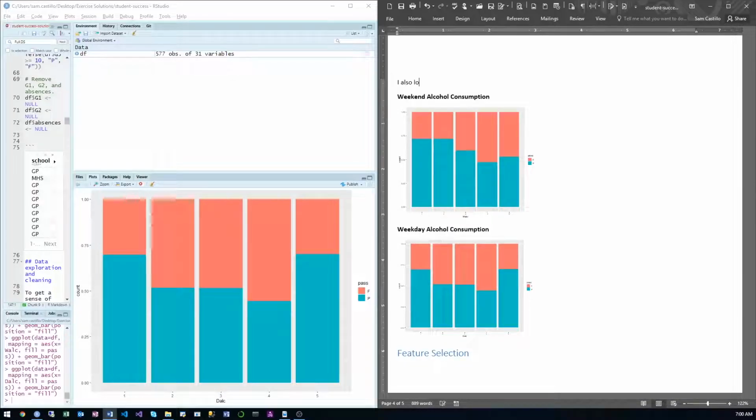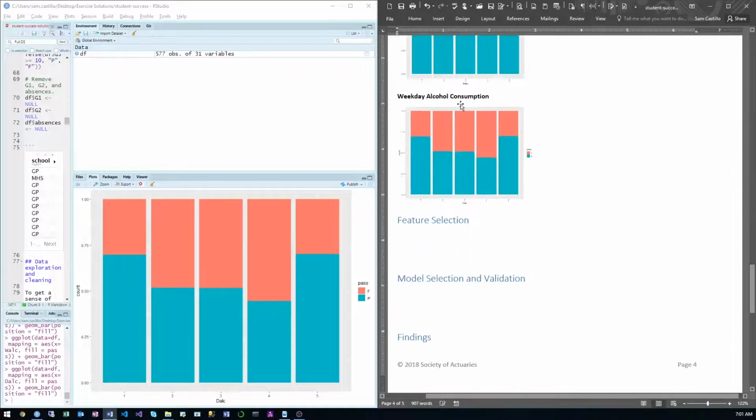I also looked at some bar graphs to see how the students, I also looked at some bar graphs. Here's an example that shows that students party on the weekends. Probably not actuarial students if they're in high school. Here's an example. Okay.